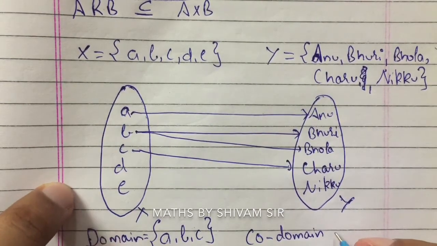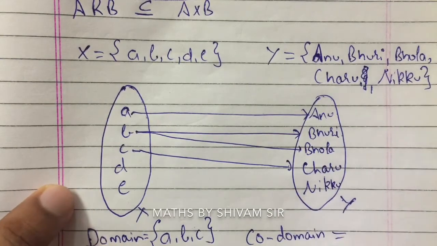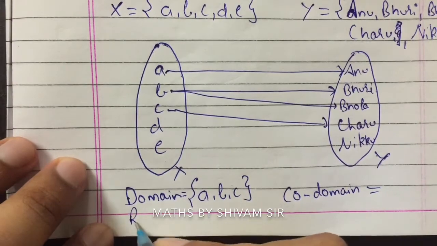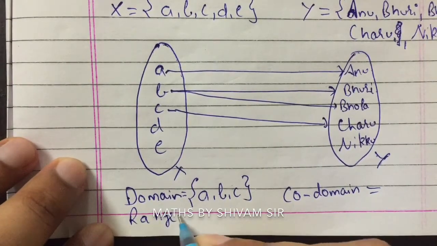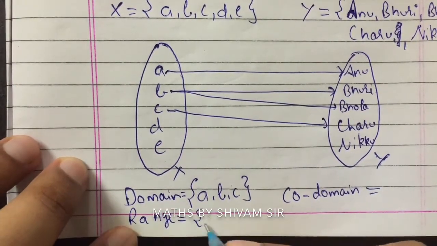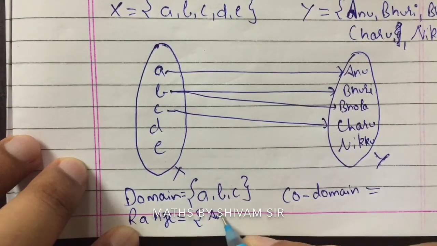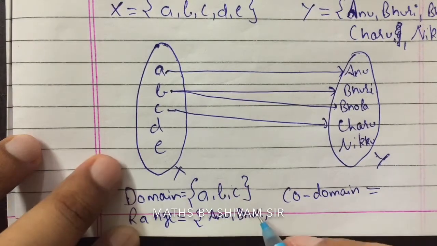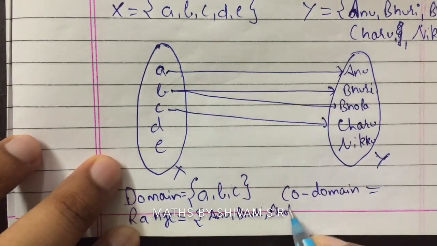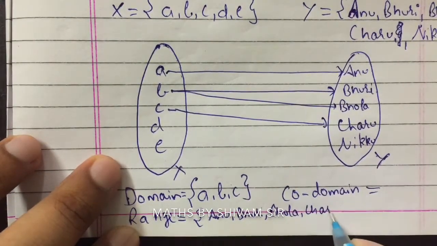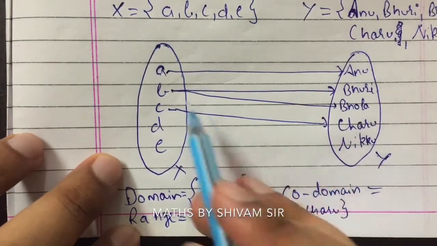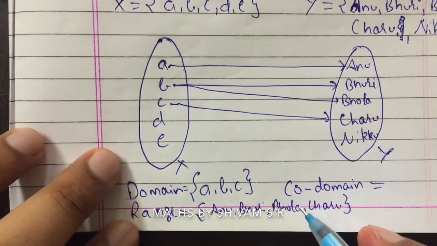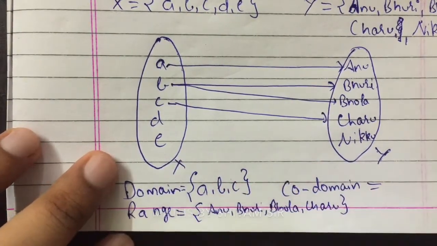All the elements, right? All the elements. So codomain we'll talk about it later in few minutes. First, let's study range. So range, what is range? Now range will be Anu, Bhuri, Bhola, Charu, which are related to this X set, right? So this is range. Range means these are directly related to this X set. Nikku is not included because Nikku has no relation with X set, right?